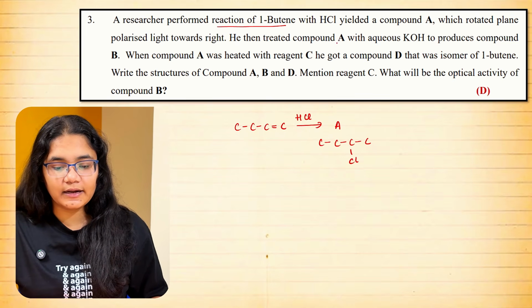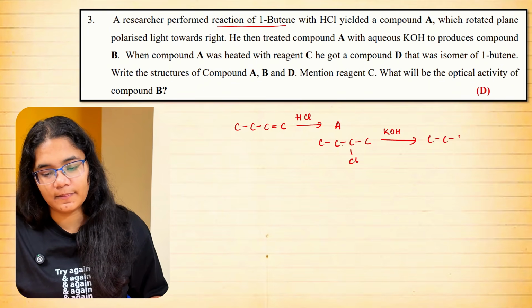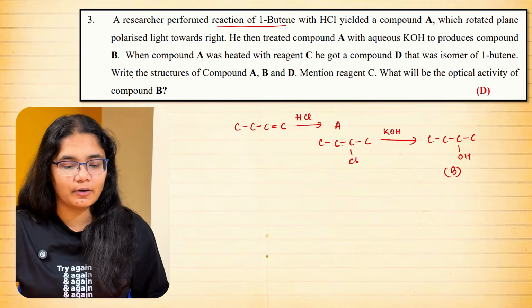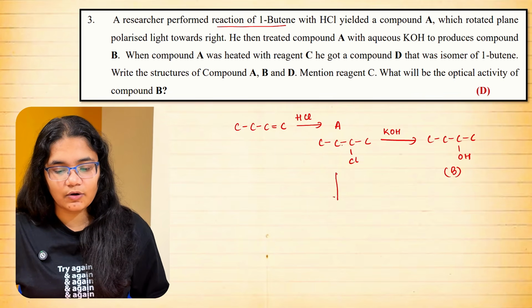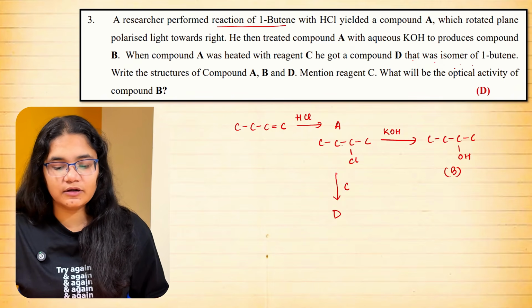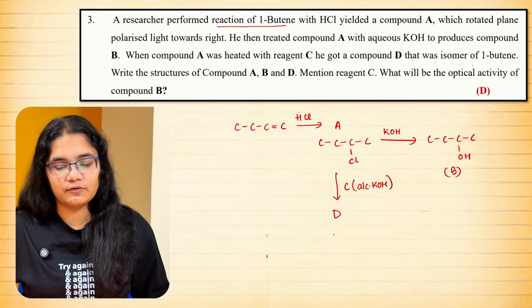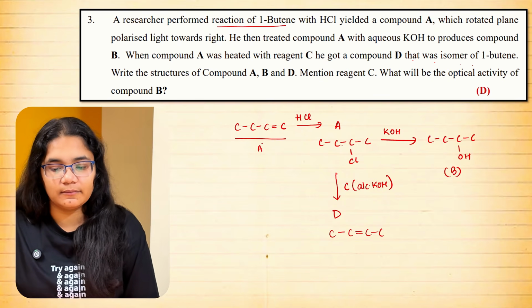Now he then treated compound A with aqueous KOH to produce compound B. So in aqueous KOH, what will happen? The Cl is converted to OH, so that is your compound B. When compound A was heated with reagent C, he got compound D, that was an isomer of 1-butene. So if you take this one as alcoholic KOH, what will you get here? You will get a structure like this, but-2-ene.